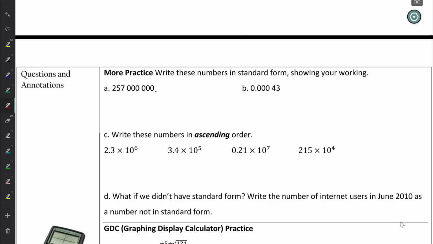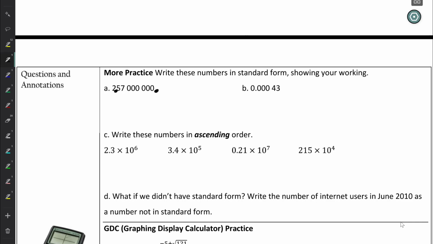We want to write these numbers in standard form, showing our working. So how we can do that is, let's go ahead and think of 257 million with the decimal point. Now, move your decimal. We need to move it to the first significant figure. First significant figure is going to be right here after the 2.